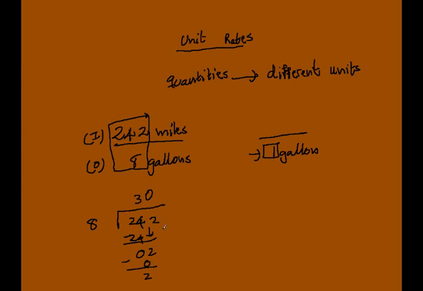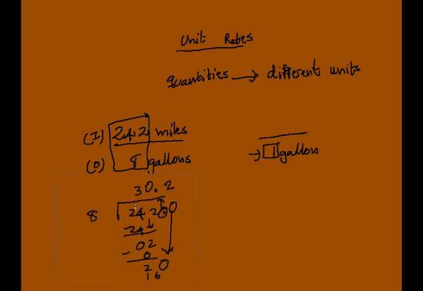There's nothing here to bring down. So again, you put a decimal point. You kick that decimal point up there and you put a 0 to bring down. That's what we always do. So how many times does 8 go into 20? 2 times. 2 times 8 is 16. So let's move this a little bit up, more room here. 16. Then we have 20 take away 16, which is 4.